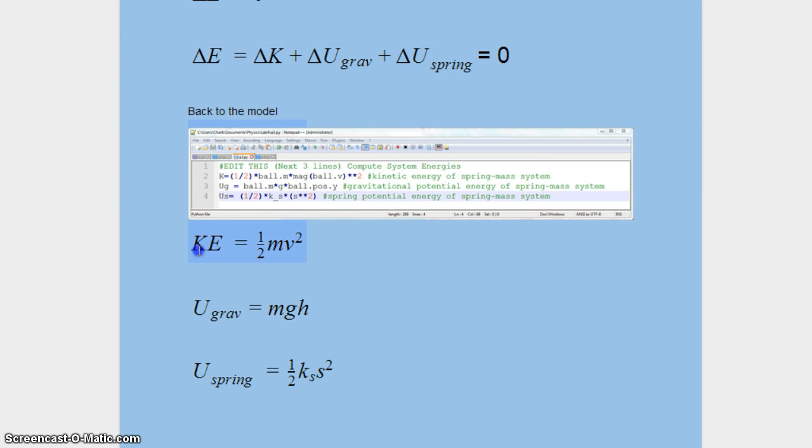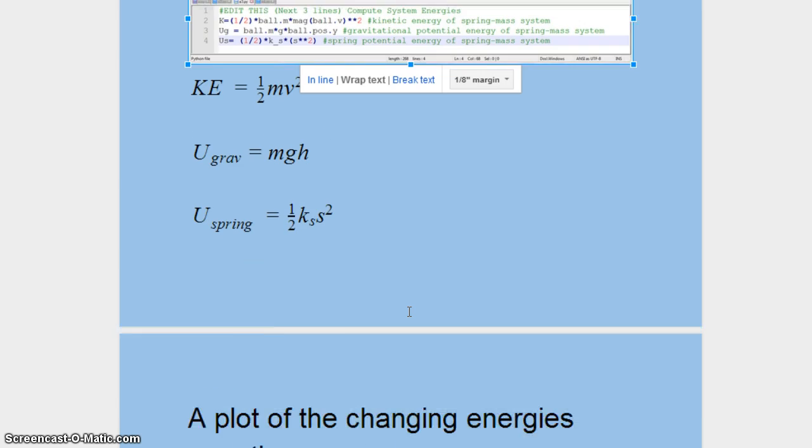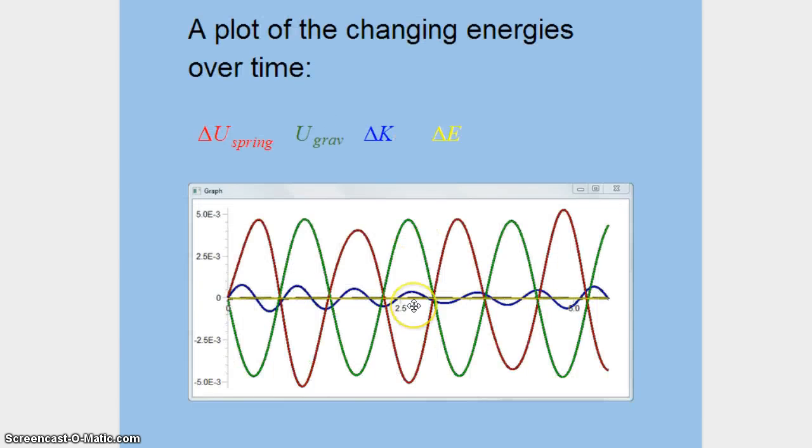So kinetic energy is 1/2 mv squared. Potential energy due to gravity is mass times acceleration due to gravity times the height. And the potential energy from a spring is 1/2 times the spring constant times the stretch squared. So I simply inputted that into the code. And then what I did was I plotted how they changed over time, using the same time step that we used in the first graph where we found the position.